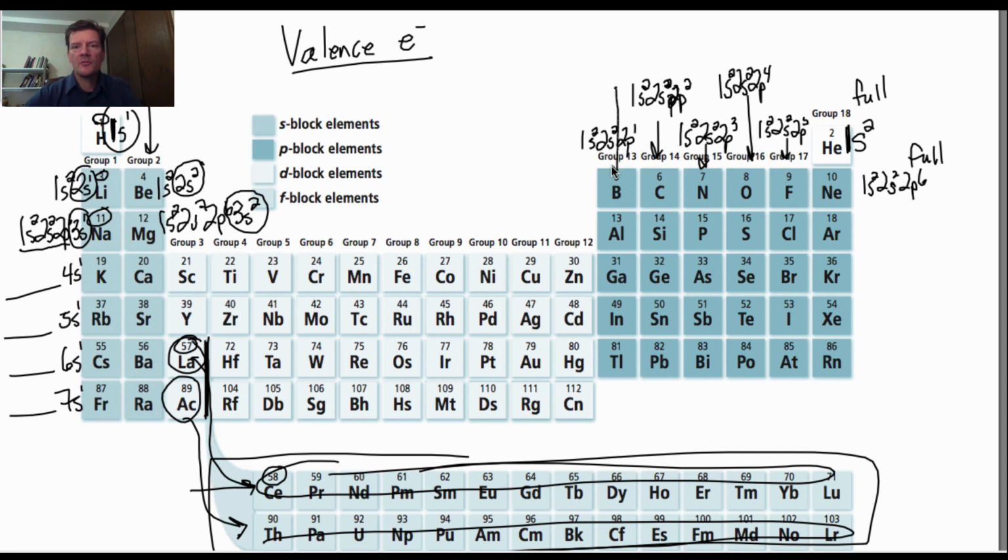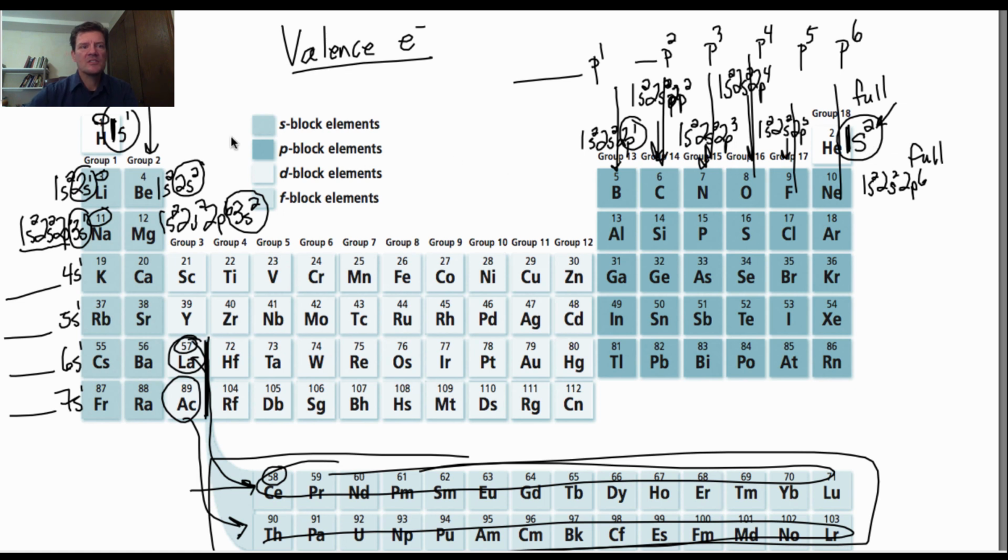Everything in the boron group is going to end in something p1. All of these are going to end in something p2. All of these are going to end in p3. All of these, p4. All of these, p5. And all of these are going to be full. They're going to end in p6, except for helium, because it is full after just the s. The 1s is full.